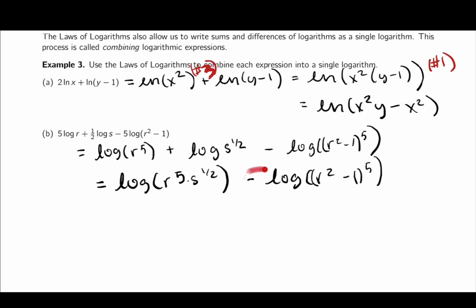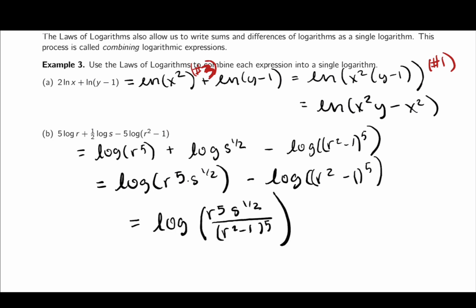Now, I see that I'm subtracting two logarithms, so I can use the second law of logarithms to write this as division of the arguments in one single logarithm. Log of r to the fifth s to the 1/2 divided by r squared minus 1 to the fifth. I've now written this expression, which was originally the sum and difference of three different logarithms, as one logarithm.